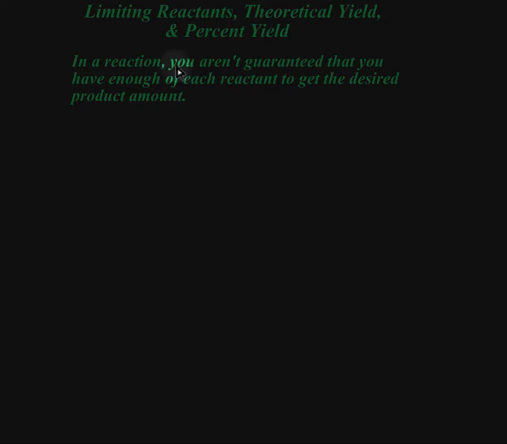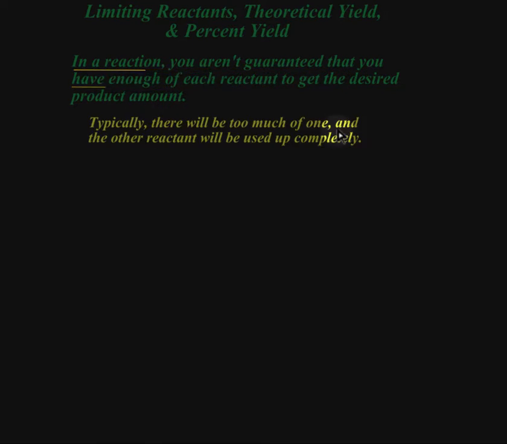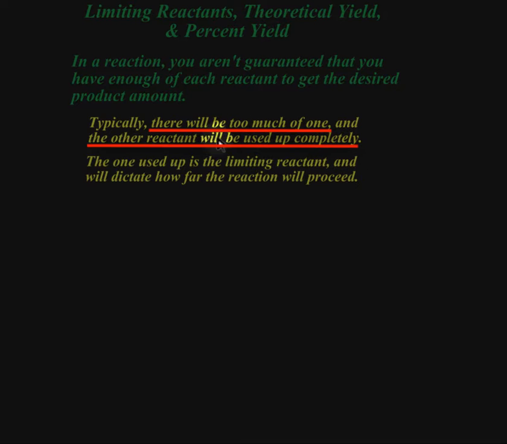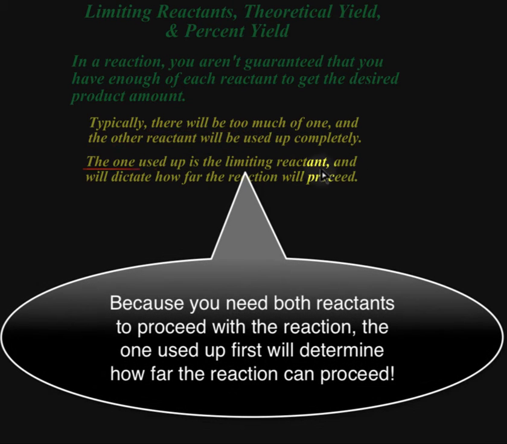So you're not going to have every reactant in perfect quantity, all right? You're not going to have enough of each reactant to get your desired amount of product. One of them is going to be limiting. We know that typically there's going to be too much of one reactant and the other one's going to be used up completely. The one that's used up completely, we didn't have enough of. The one used up is the limiting reagent or reactant, and it will dictate how far the reaction will proceed. The other reactant is in excess, and I'll show you how to do that in probably the intermediate example video. All right?